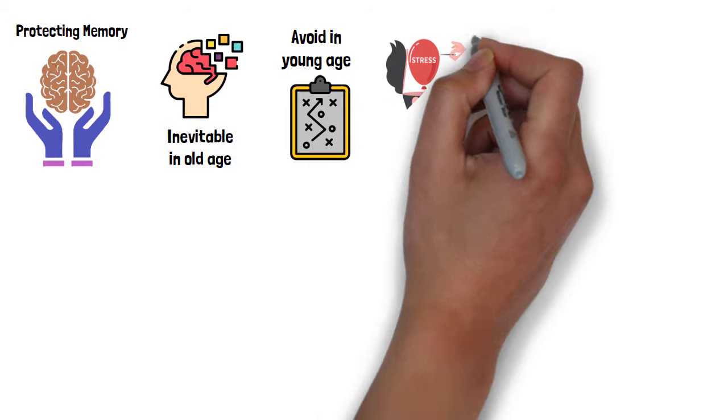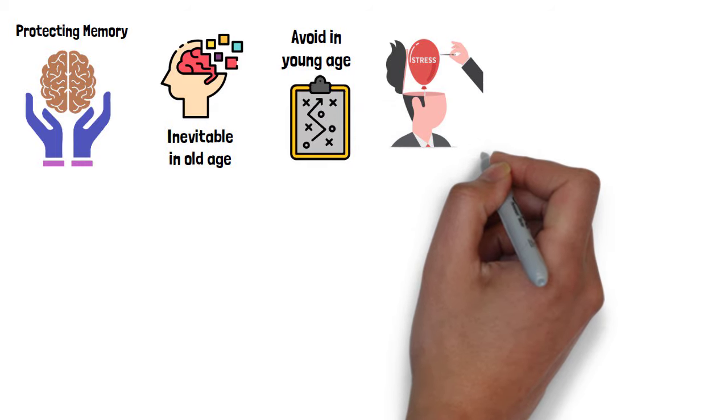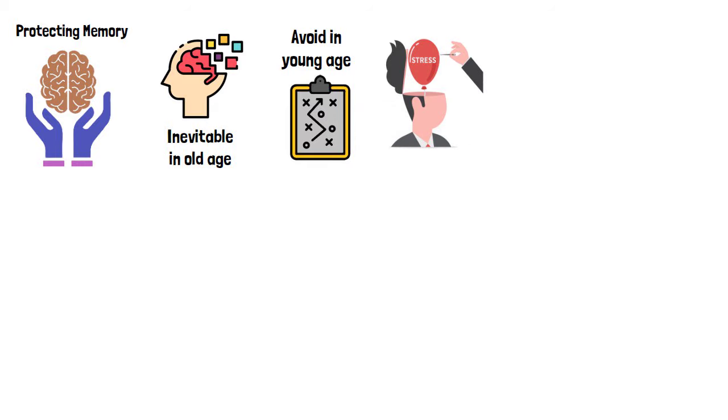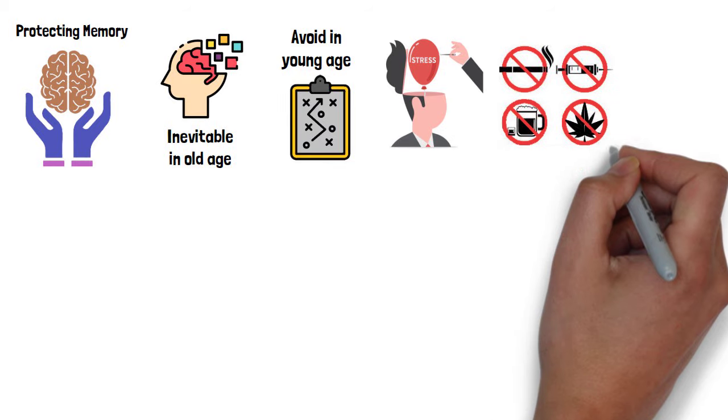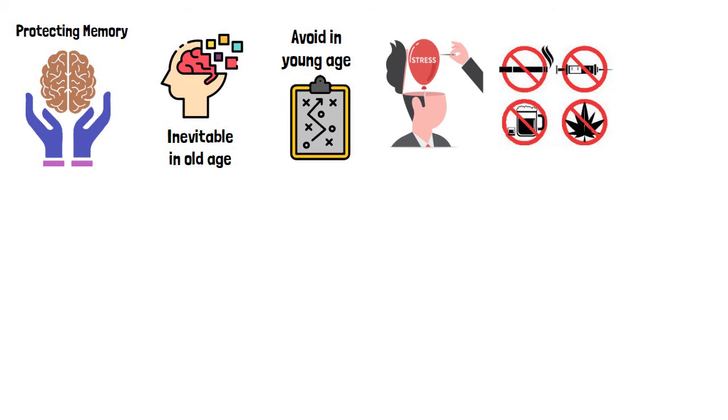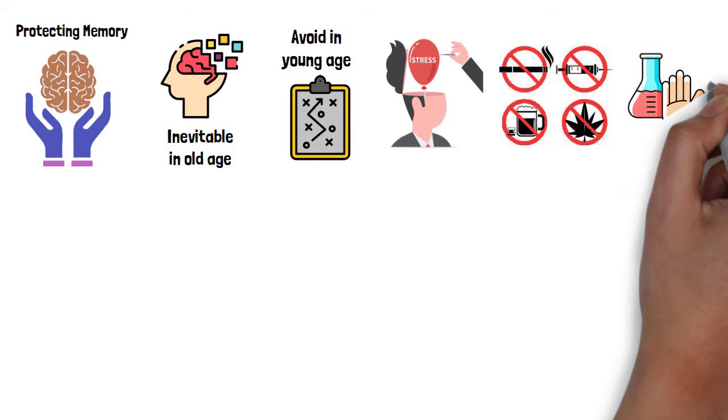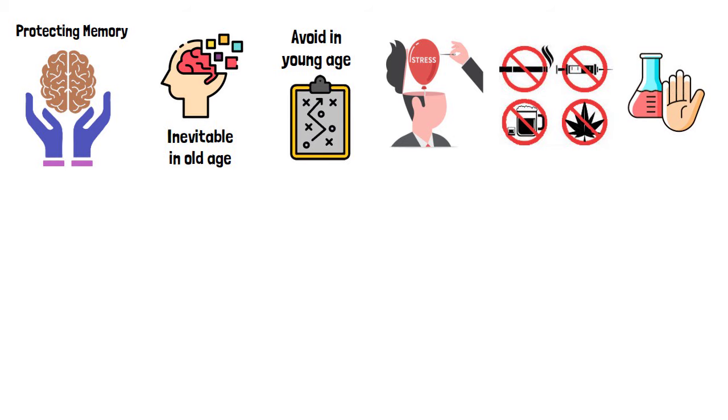Avoid stress. Research has found that stress can have detrimental effects on areas of the brain associated with memory, including the hippocampus. Avoid drugs, alcohol, and other neurotoxins. Drug use and excessive alcohol consumption have been linked to the deterioration of synapses, the connections between neurons. Exposure to dangerous chemicals such as heavy metals and pesticides can also have detrimental effects on the brain.